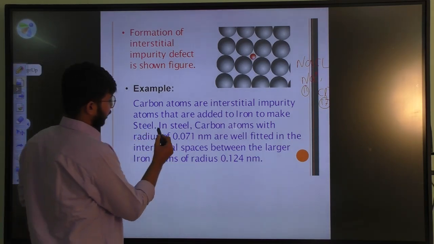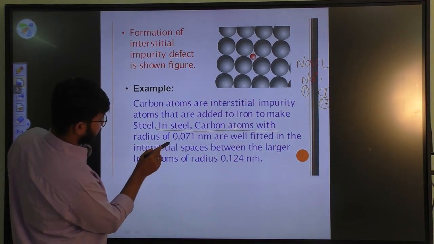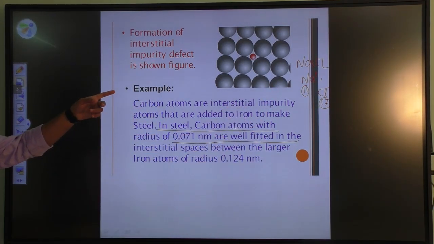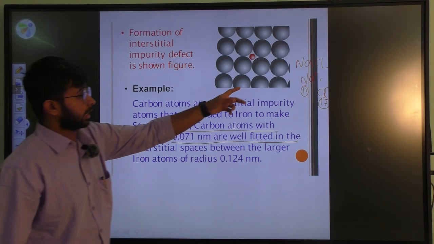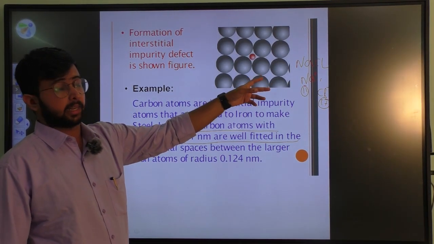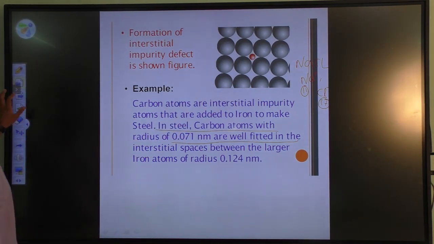Also in steel or carbon, the interstitial defect arises. The radius is 0.7. As I say, the cations are less in size and the anions are higher in size. Due to this, in NaCl, Na goes to the interstitial position of the Cl in an interstitial defect.